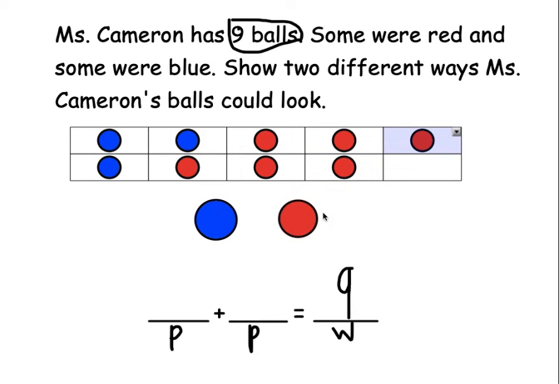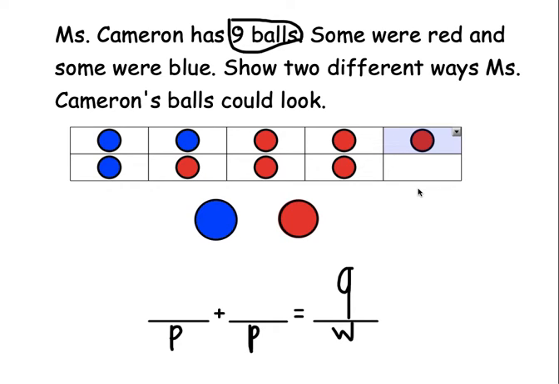All right, do I keep going? Should I put another one there? Nope, I don't need to put another one there because I know she only has 9. 9 is my whole. If I put another one there, then it'll be 10. Is that right? No, sir, because I know my whole is 9, so she only can have 9 balls.